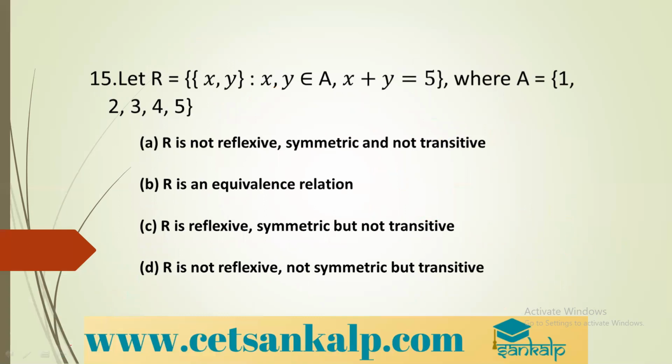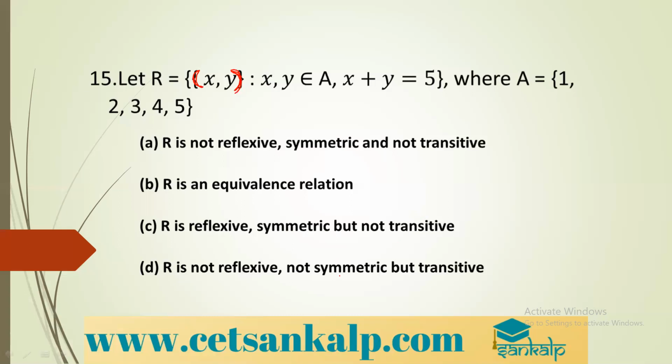Coming to question number 50. R is the relation which has (x, y), in brackets like this, where x and y both belong to A and x plus y equals 5, where A is having 1, 2, 3, 4, 5. We have to say whether this is reflexive, symmetric, transitive. That you have to see.